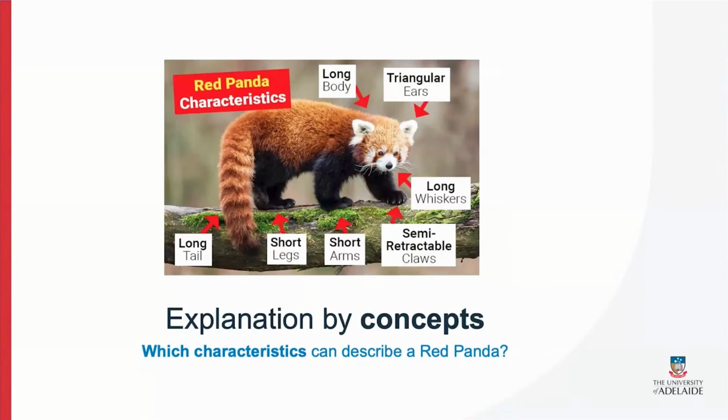So that was a brief on motivation and how CSR works. Now I will give a little background. What does it mean by interpretable? One way is to explain the model by concept. We can take this example. If we say this is a red panda, we can explain our decision by answering which characteristics can describe a red panda. We can say this is a red panda because it has a long body, triangular ears, a long tail, and so on. These are the concepts to describe the red panda, hence explanation by concept.